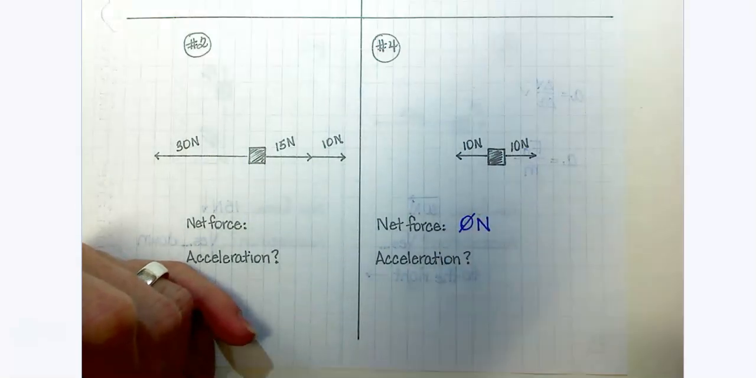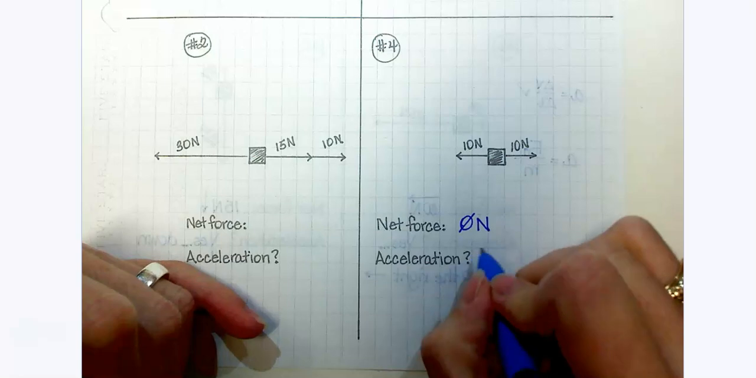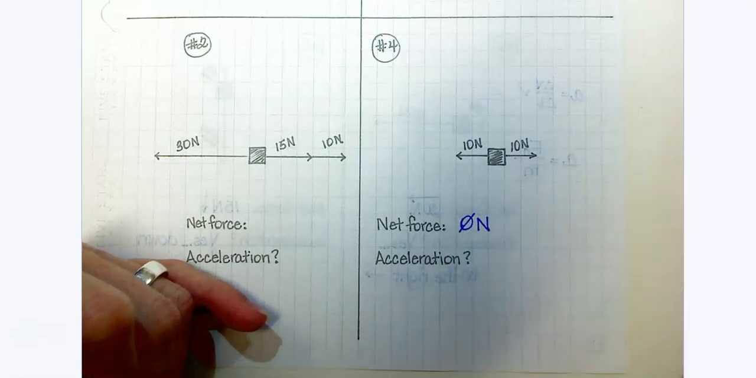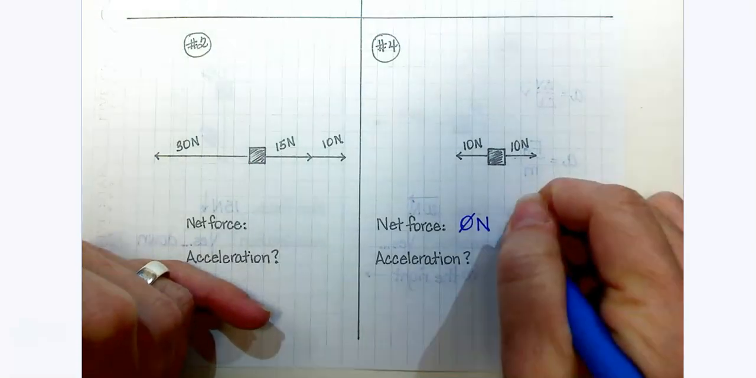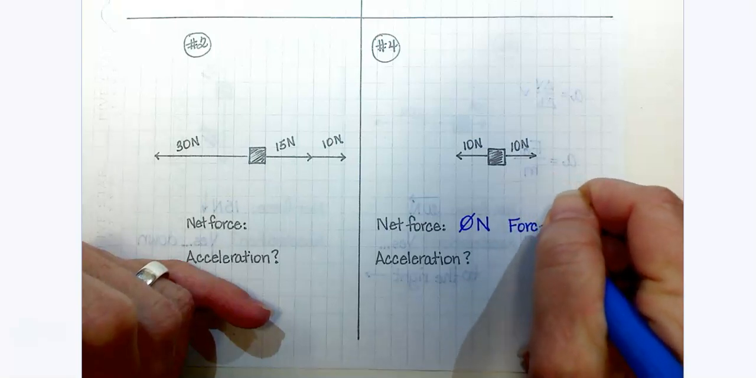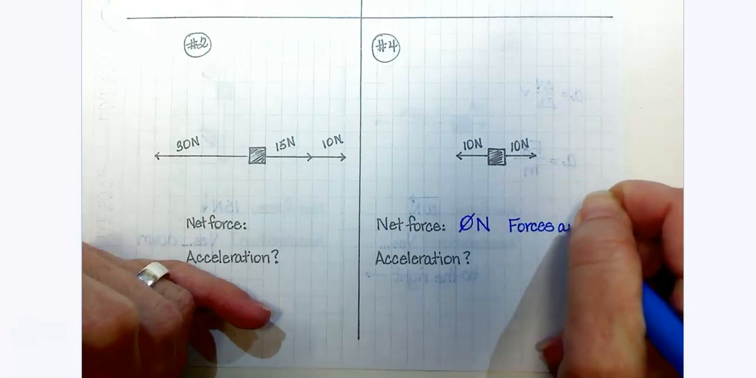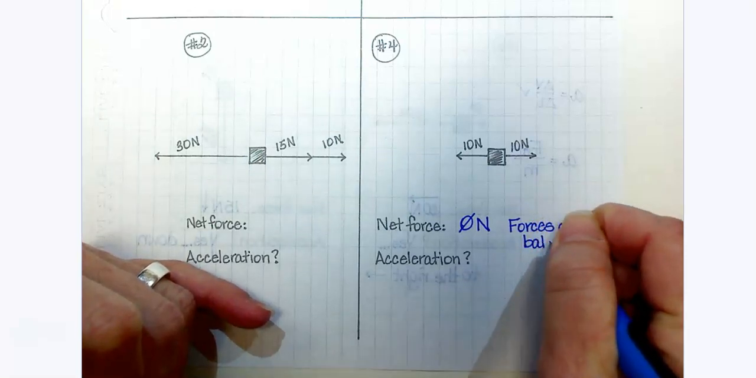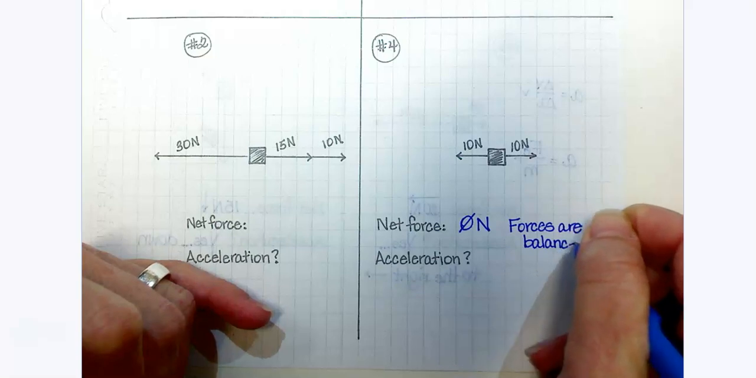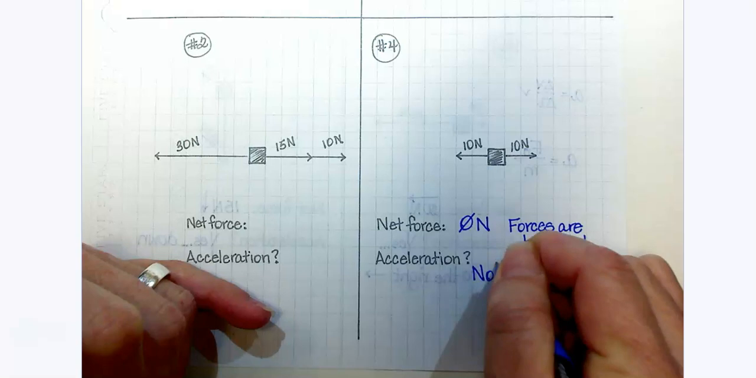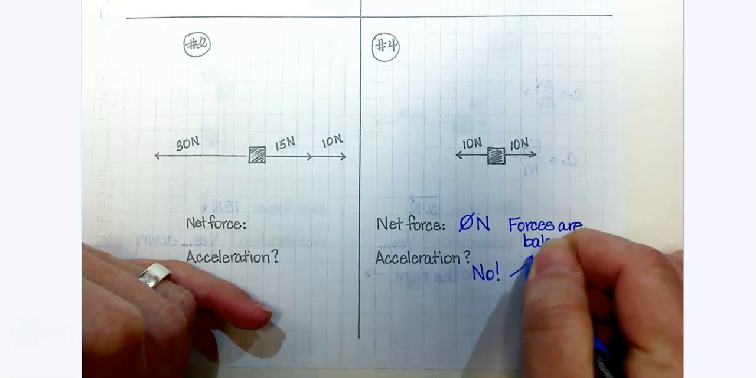I put a slash through it so it doesn't look like the letter O. 0 newtons. And if it's 0 newtons, you can't put a direction because it's 0. There's no direction. In this case, forces are balanced. So is there acceleration? No, because forces are balanced.